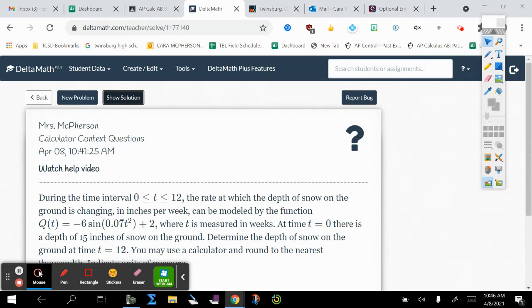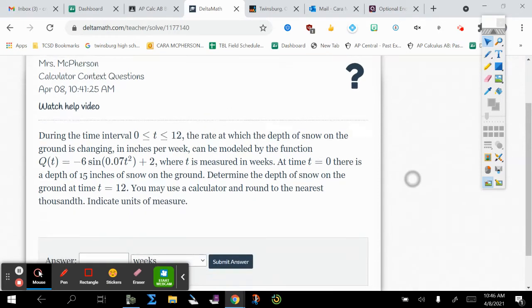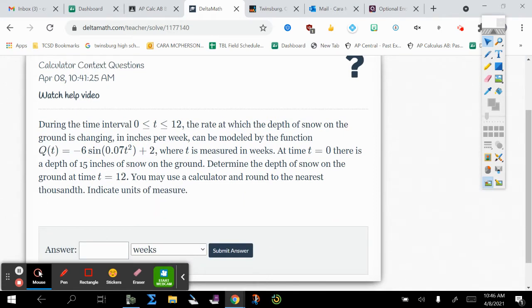So they have a section that's called calculator context questions. So doing things in context of real life situations, things that will need a calculator because real life is messy. We have some messy numbers, and using the ability to derive and integrate depending on the situation. So here's this question. It is talking about the rate at which the snow depth is changing. So we have it's snowing, obviously, and it's changing in inches per week given by this Q function.